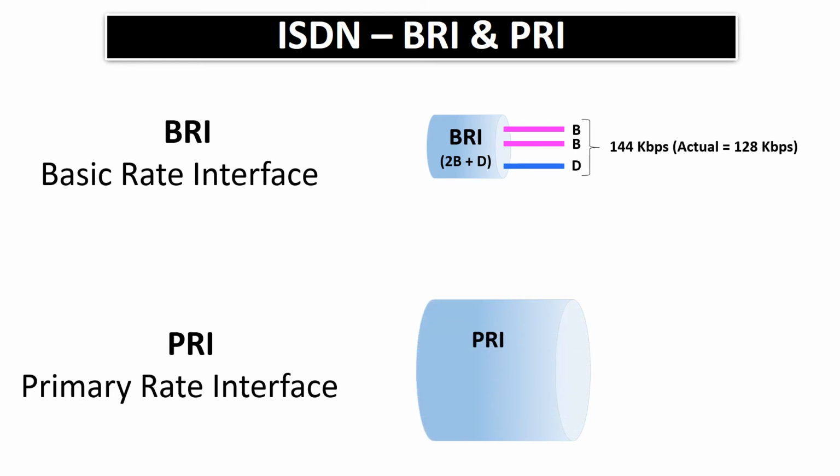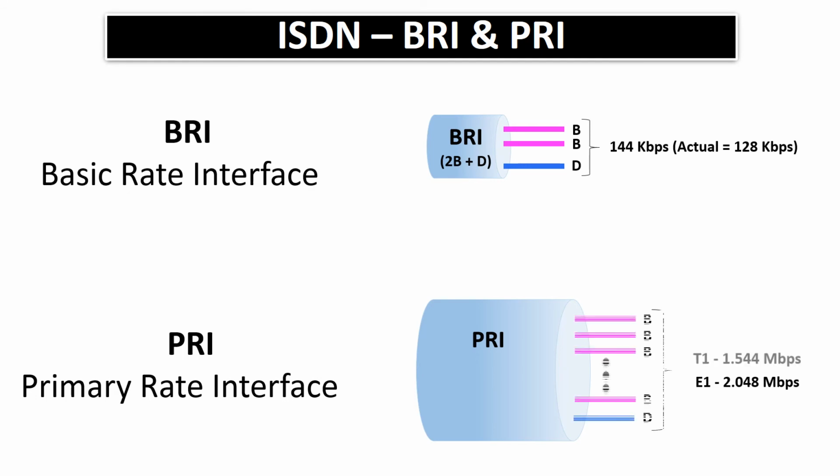ISDN PRI is preferred for large offices and establishments. PRI can be further divided into two flavors, T1 PRI and E1 PRI. T1 PRI is North American standard and includes 23 B channels and 1 D channel, which includes total bitrate of 1.544 Mbps. E1 PRI is European, Japanese and Australian standard, which includes 30 B channels and 1 D channel, adding up to form 2.048 Mbps of bitrate.